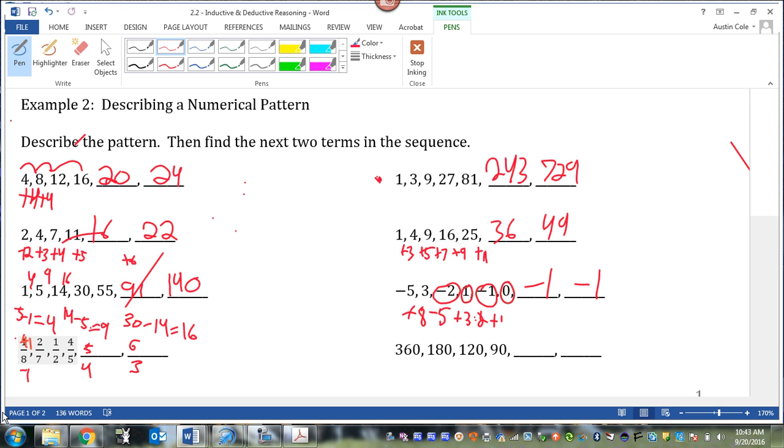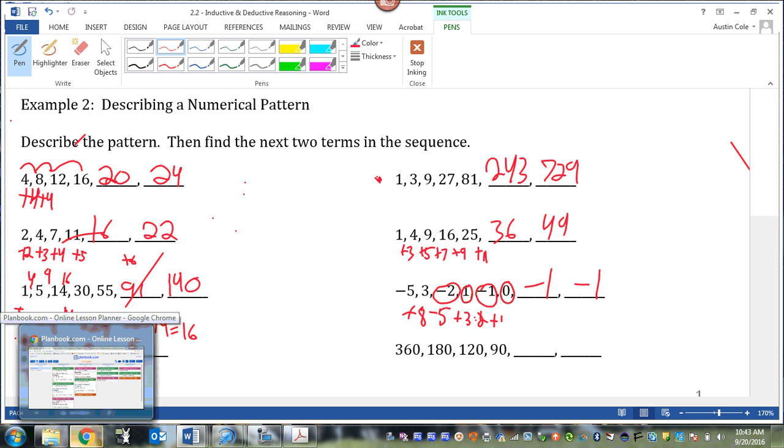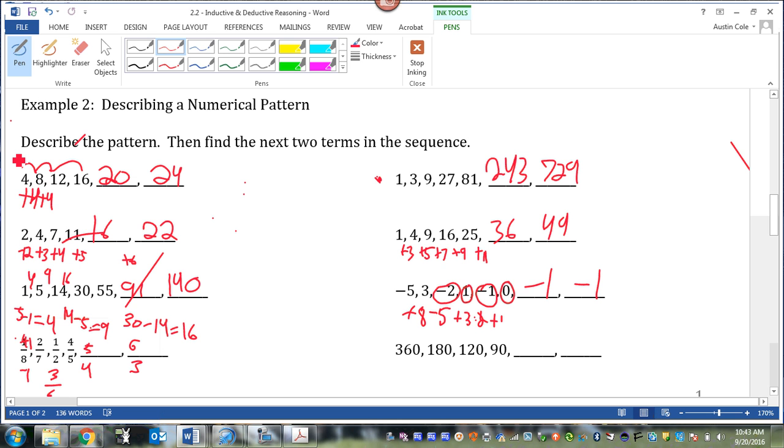But what about this 1/2? That was 3/6. 1/2 is just 3/6 reduced, right? It could be 2/4 reduced. But in this pattern, if we see 3/6, then it makes sense. Do you have any questions on that? Like that. Thank you.